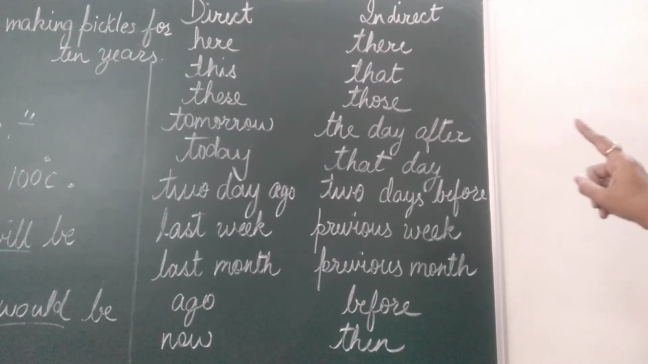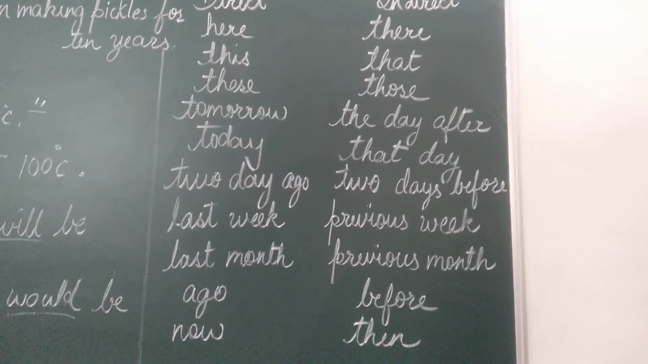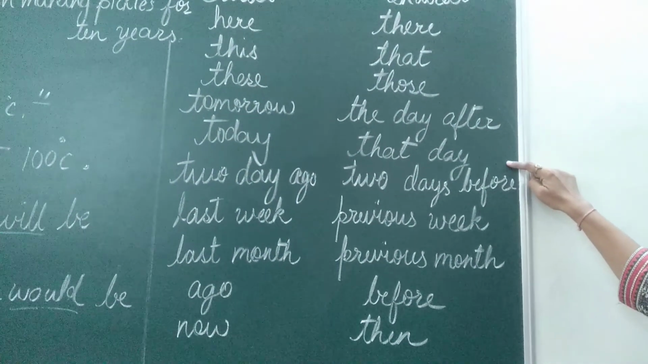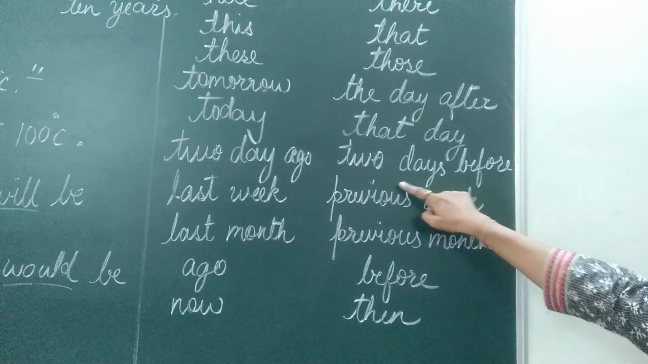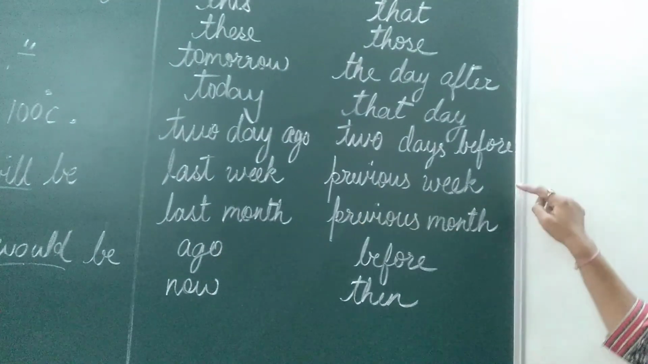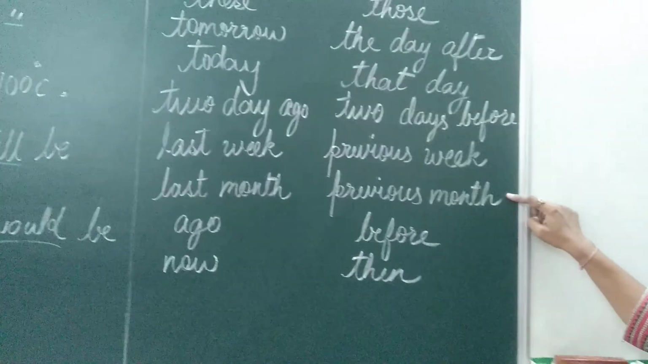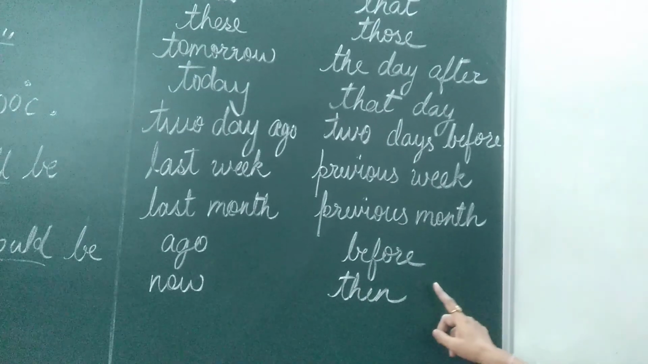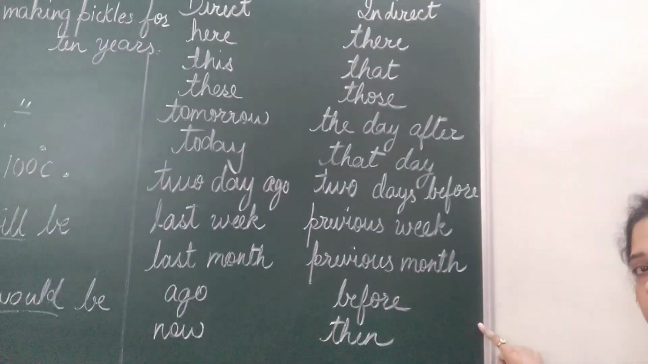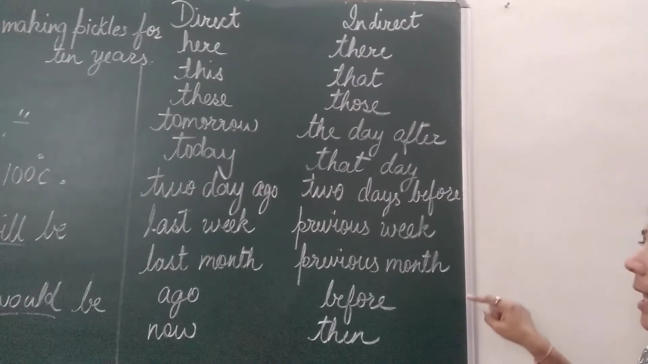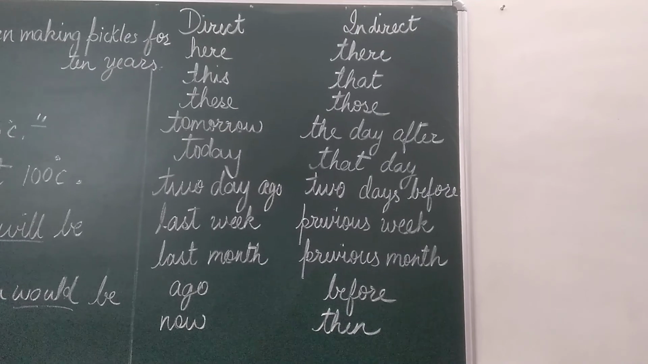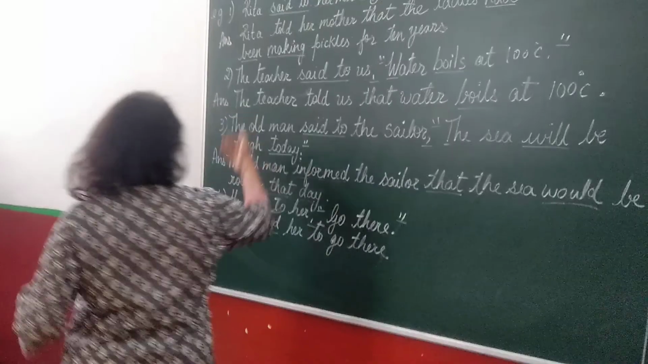Here becomes there, this becomes that, these becomes those. Tomorrow becomes the day after. Today will become that day. 2 days ago will be changed to 2 days before. Last week becomes previous week. Last month becomes previous month. Ago becomes before, and now becomes then. Please write this list in your notebook and use it whenever you can in the changing of the sentences from direct to indirect. Now I have written a few examples.